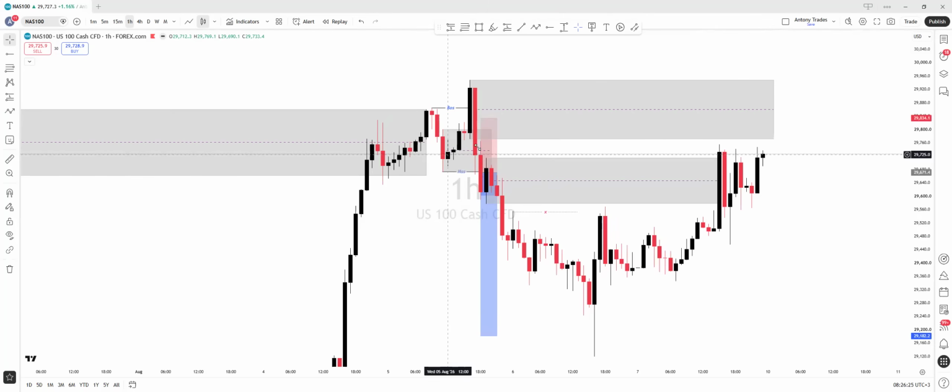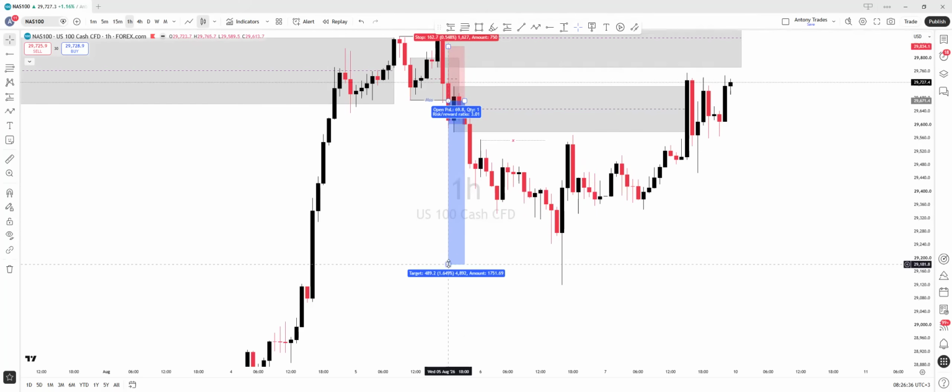Because from the 1 hour, this was our demand zone that was supposed to hold the market and push it up, but it failed to hold. So it became a breaker block. So that was our entry. Sales at least targeting 1:3.